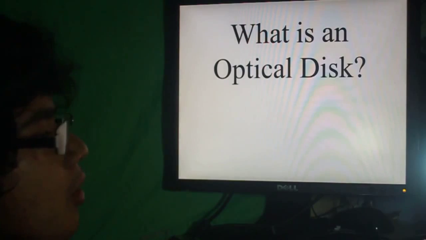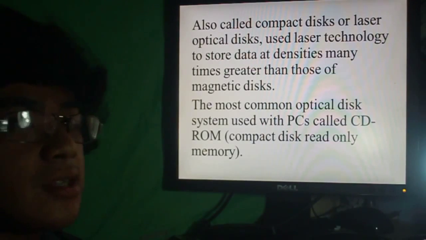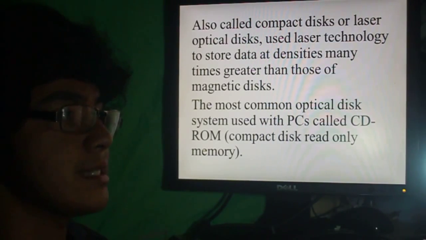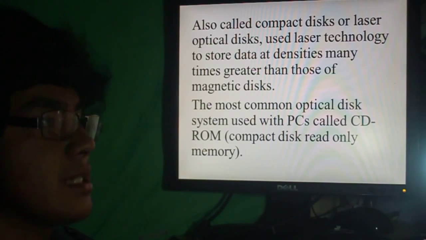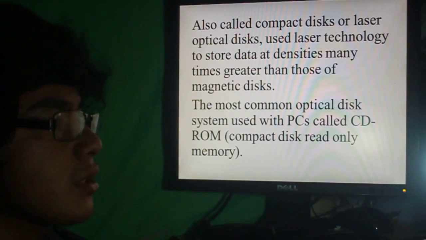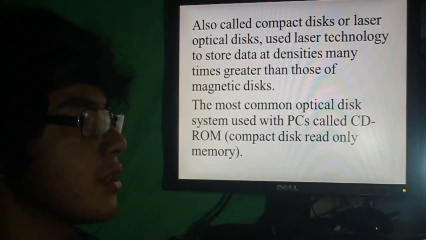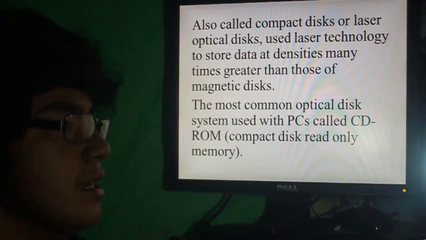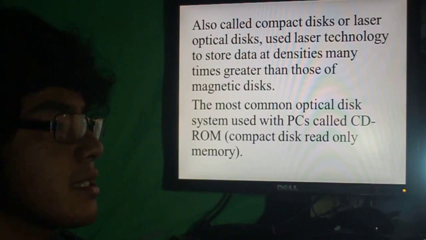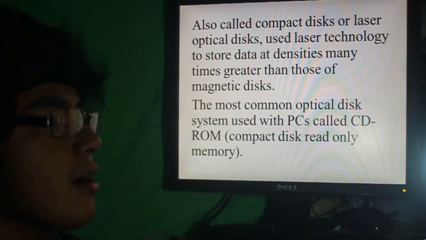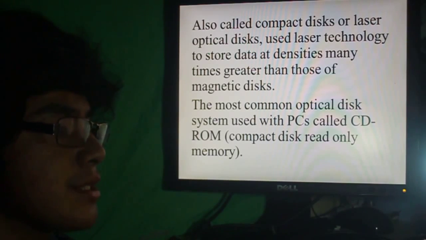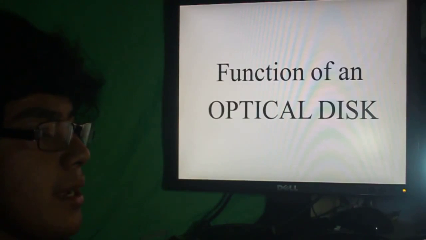What is an optical disk? It's also called a compact disk or laser optical disk. It uses laser technology to store data at densities many times greater than those of magnetic disk. The most common optical disk system used in PCs is called CD-ROM, which means compact disk read-only memory.